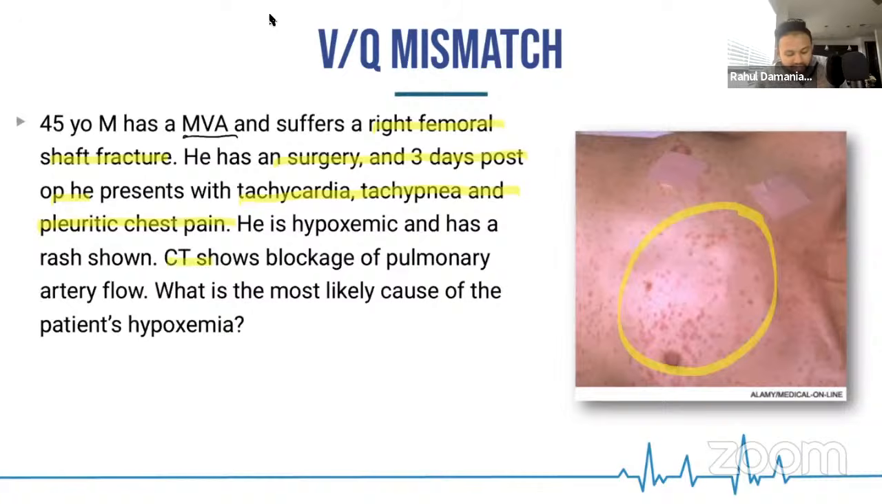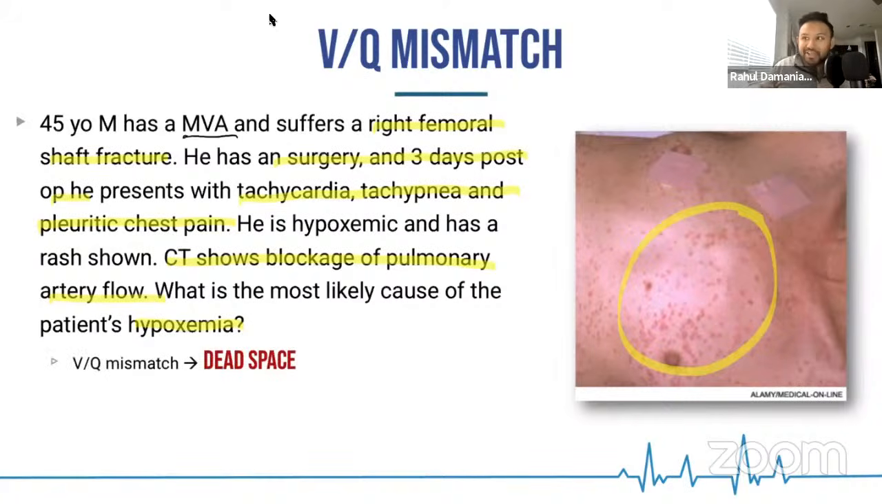CT shows blockage of pulmonary artery flow. What is the likely cause of the patient's hypoxemia? Go ahead and put it into the chat. What do you think is the diagnosis? And many people in the chat are putting in PE, and you're absolutely correct.